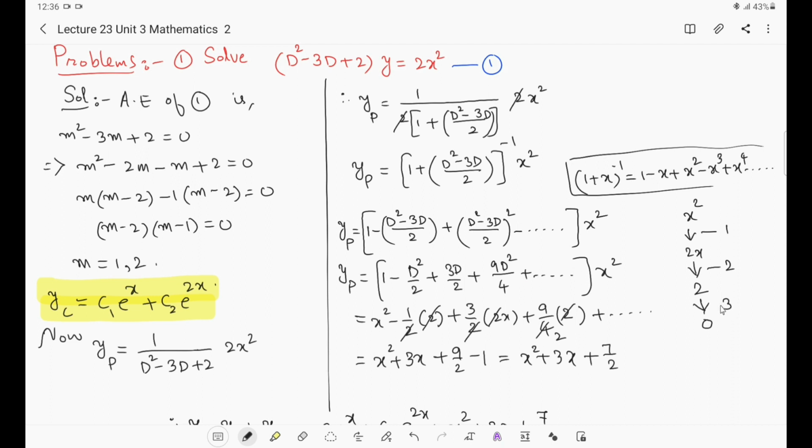If we find the third derivative, it is constant, so the derivative is 0. So we don't need to consider D cube, D power 4 and so on. We have to consider only up to D square. That is why here we are getting D square by 2, and here 3D by 2.